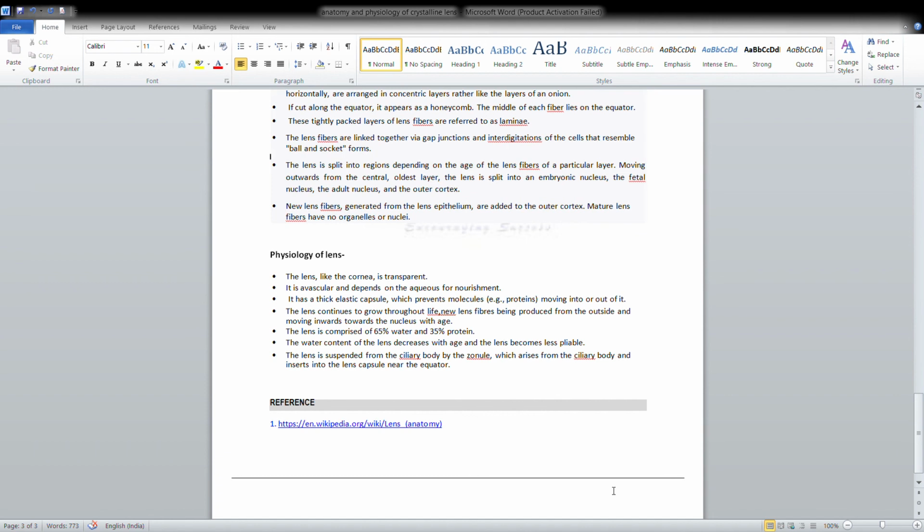The lens is comprised of 65% water and 35% protein. The water content of the lens decreases with age and the lens becomes less pliable. The lens is suspended from the ciliary body by the zonules, which arise from the ciliary body and insert into the lens capsule near the equator.